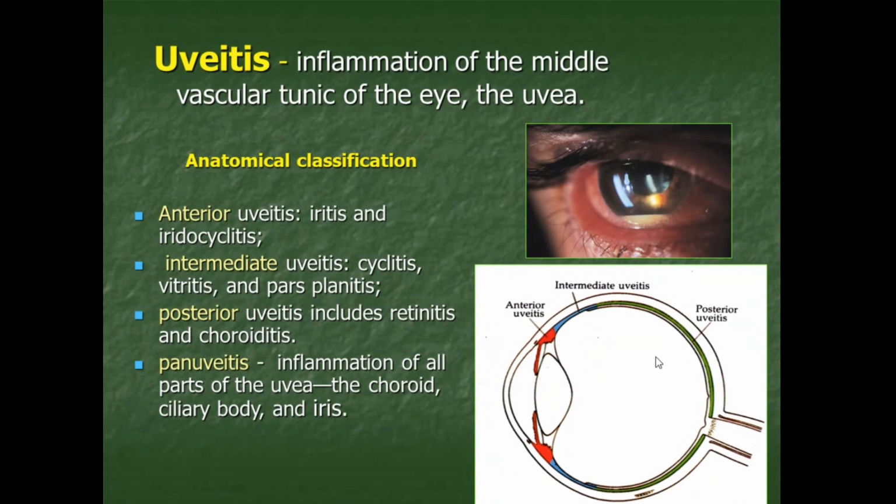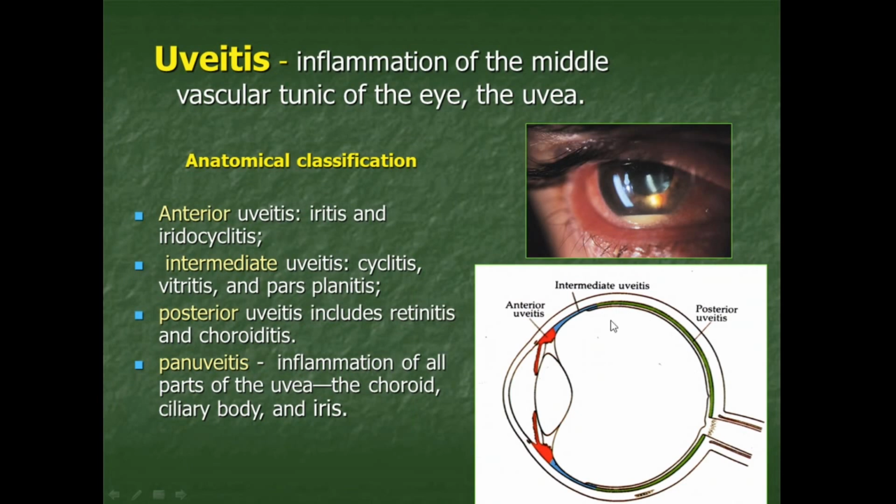According to anatomy, we can divide uveitis into anterior uveitis, in which case the inflammatory process affects the iris and ciliary body. Intermediate uveitis affects the ciliary body and pars plana. Posterior uveitis affects the choroid and retina.